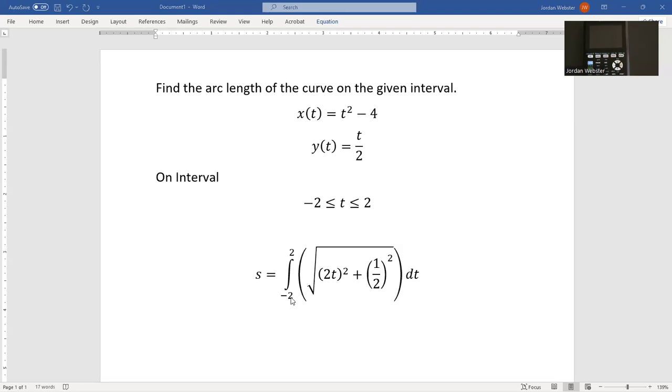So the arc length was calculated by taking an integration from -2 to 2 of 2t, which is the derivative of x squared, plus 1/2 squared. Again, that 1/2 is the derivative of y. So that's the integration that gives me my arc length, all under a square root, integrated from -2 to 2.